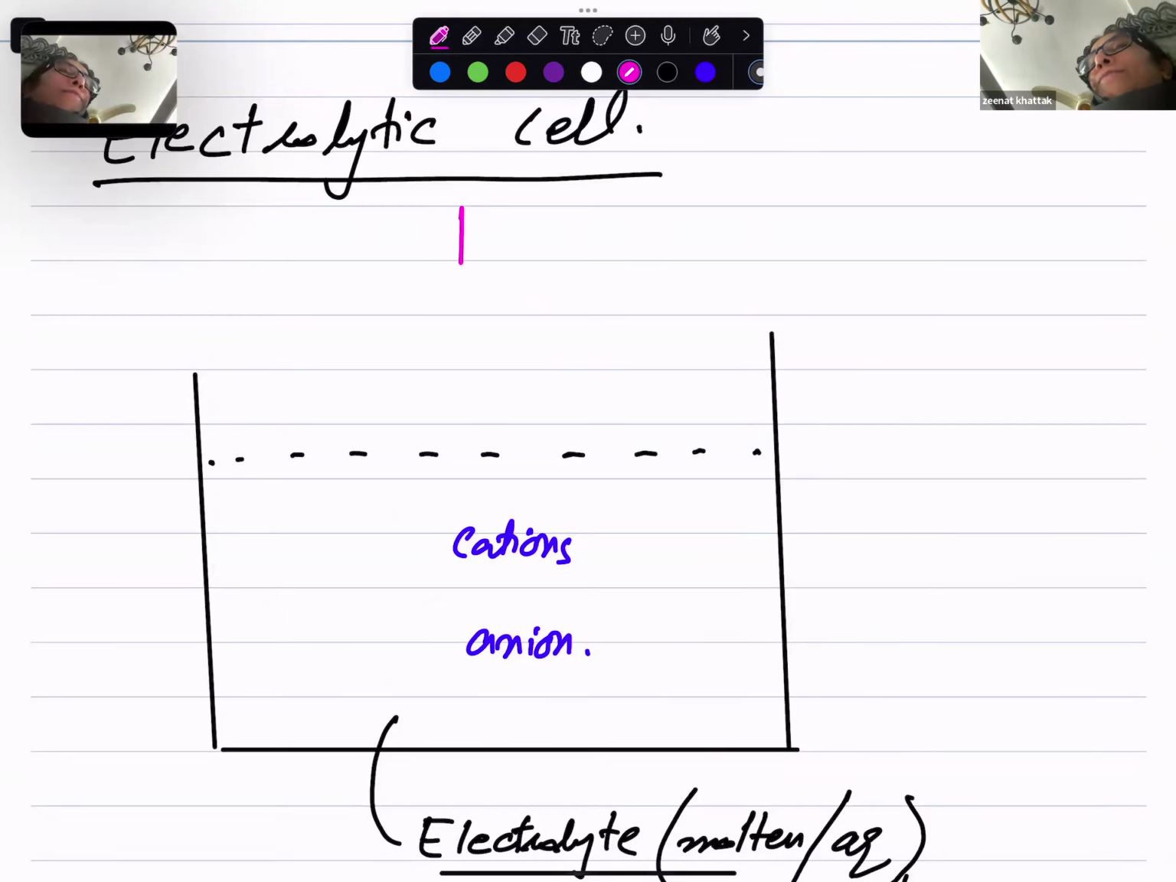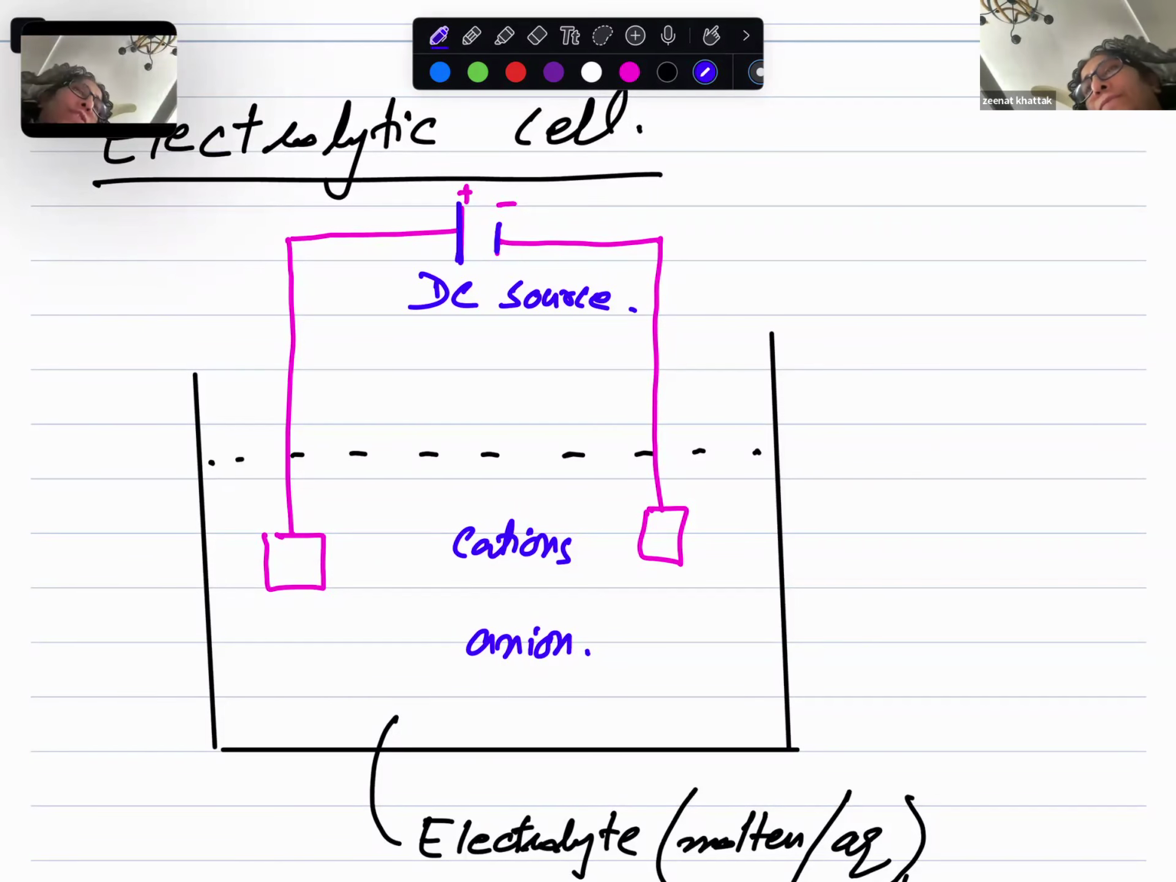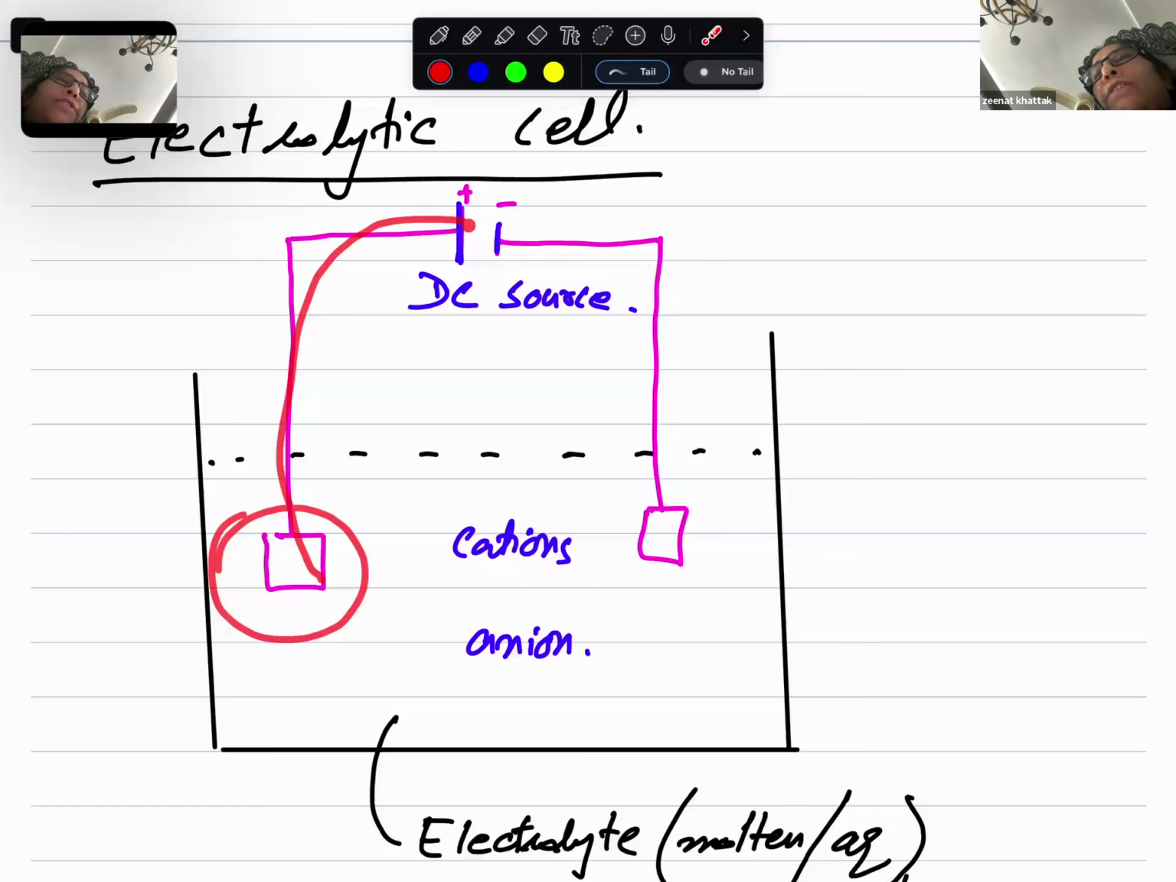Now, this is the DC power source, DC, direct current, not alternating. Connecting wires, these are called electrodes. Look, the first thing, the DC source provides energy, right? Keep in mind, this longer one is always positive, the shorter one is negative. This electrode is connected to positive. This electrode is connected to negative.